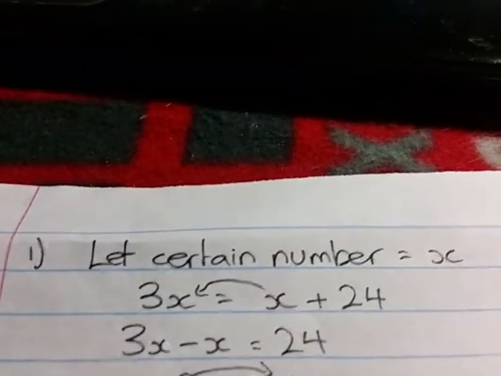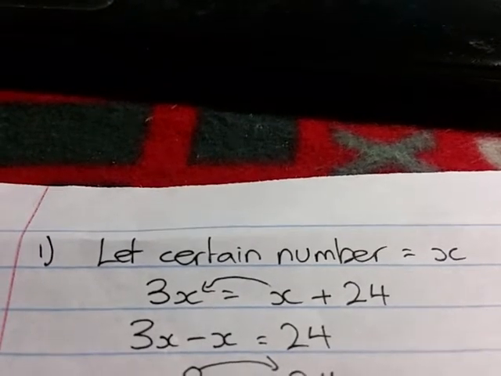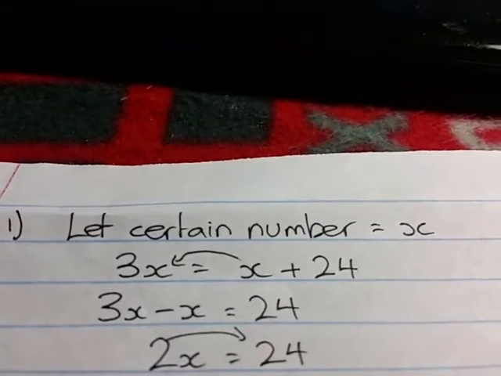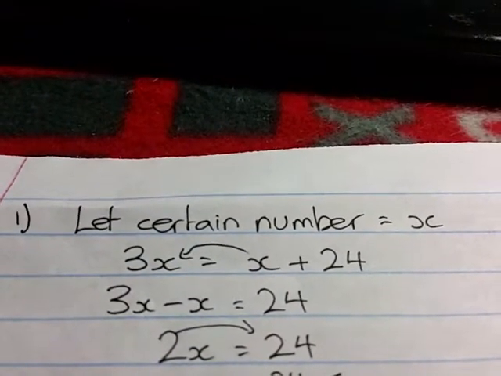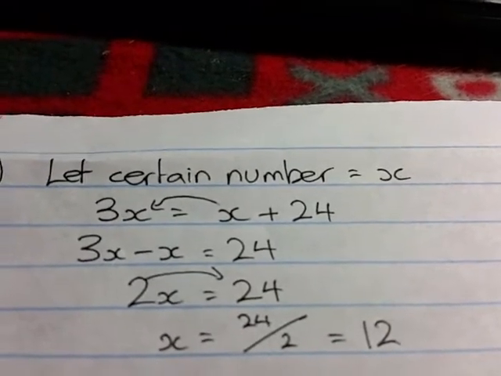Take that x over to the other side. That positive x becomes a negative x. 3x minus x will give us 2x. Move that 2 over to the other side. Multiplication by 2 on one side becomes division by 2 on the other. Therefore, what is that number? That number is 12.